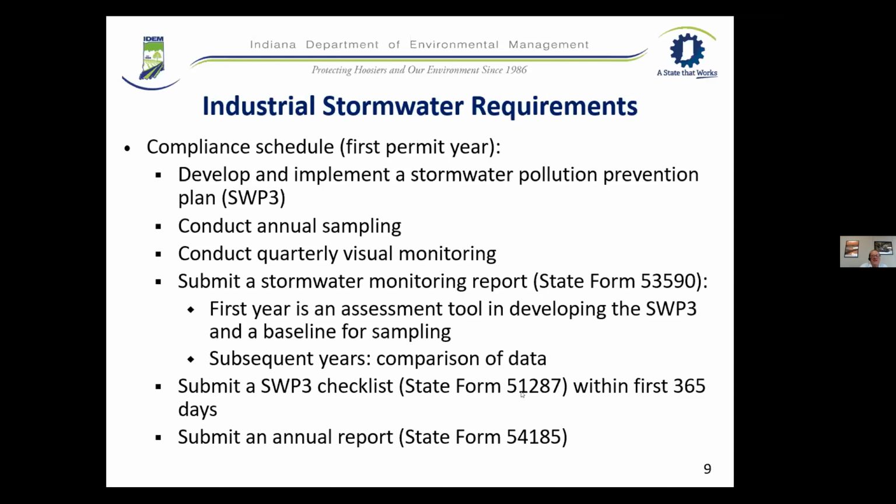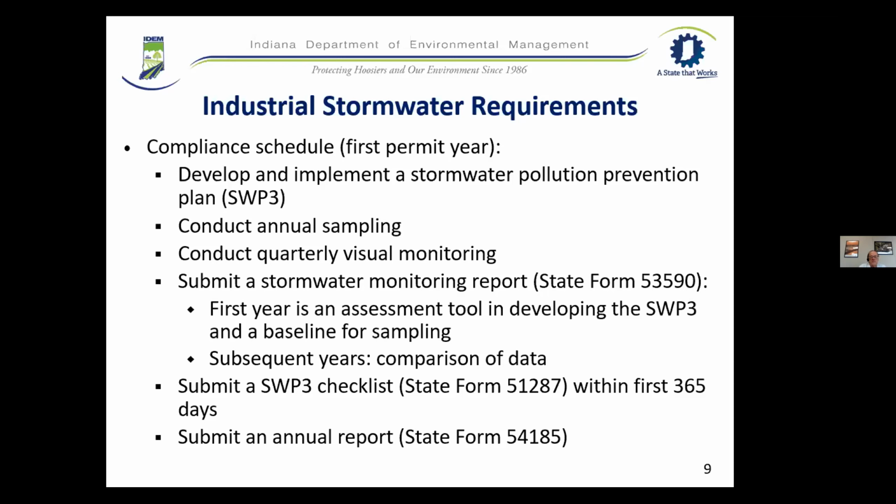Sorry. No problem. So in that first year, you're going to be required to conduct annual sampling. The earlier you can do that in the process, that would help develop your stormwater pollution prevention plan. You should start conducting your quarterly visual monitoring. Basically, in this first year, you're assessing what your facility looks like, where all the stormwater drainage is. You're making a thorough evaluation of your facility and developing that stormwater pollution prevention plan.